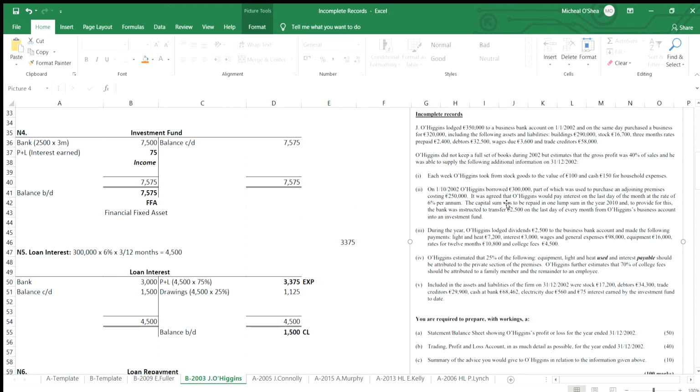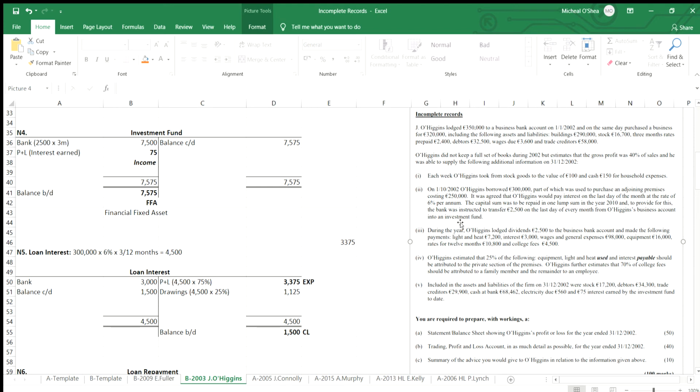What about repaying the loan itself? The capital sum, the 300,000, was to be repaid in one lump sum. We're repaying it all in the year 2010, which is 80 years away, which doesn't really matter too much to us now, but all we know is that we're repaying it in the future. In order to do that, the bank is going to transfer €2,500 out of the bank account at the end of every month into an investment fund.